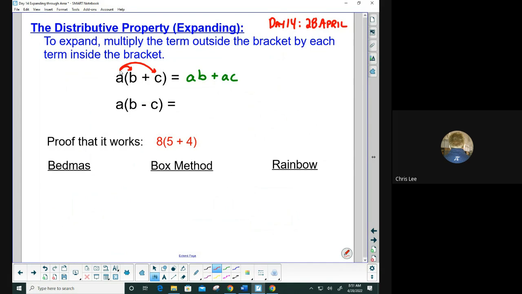And when you rainbow, or when you're multiplying, if you have a positive times a negative, then of course we'll end up with a minus AC. It doesn't matter if inside it's plus or minus, you're going to rainbow that way.